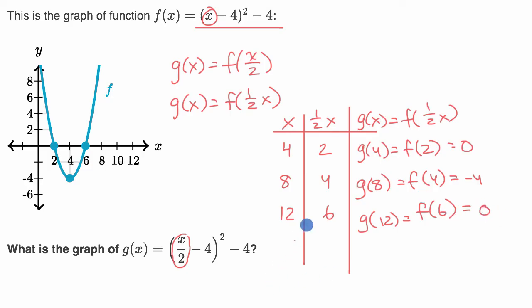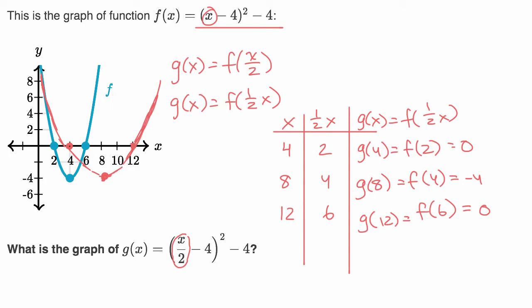So then we can plot these points and we get a general sense of the shape of the graph. So let's see. g of 4 is equal to 0. g of 8 is equal to -4. All right, over there. And then g of 12 is equal to 0 again. So everything has been stretched out, at least in the horizontal direction is one way to think about it. In the horizontal direction.